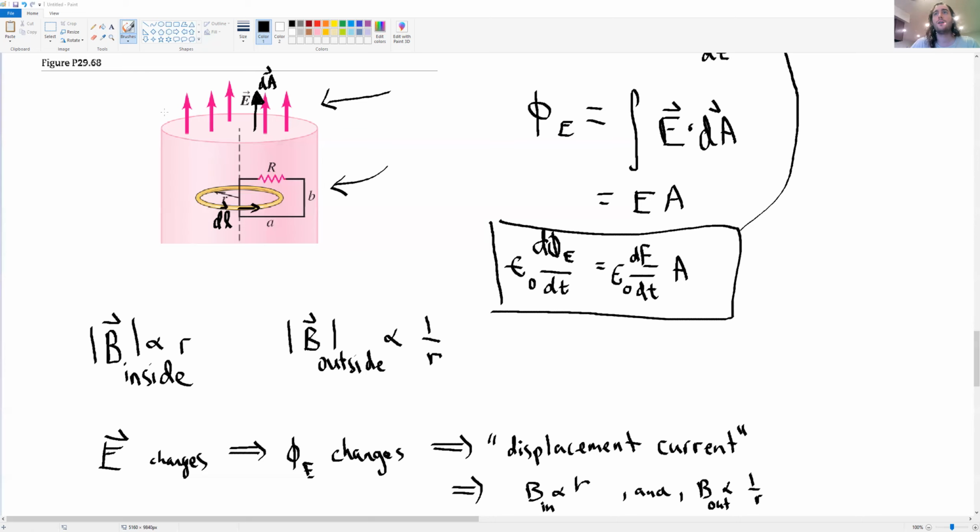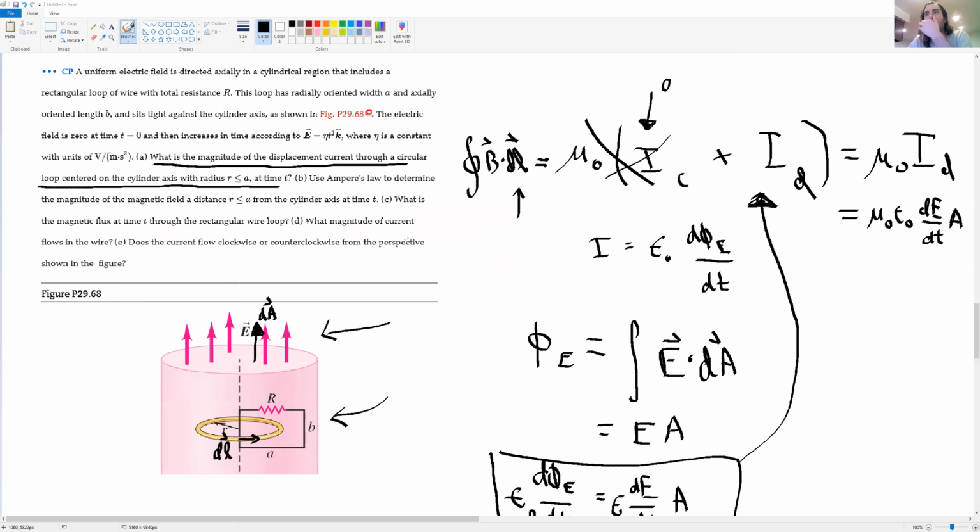Okay, so now that we've established that, we know how to calculate B. It's going to be linear inside. So the magnetic field is going to increase linearly with R. All right, so that's the answer to part B, basically. Now part C. What is the magnetic flux at time t through the rectangular wire loop?